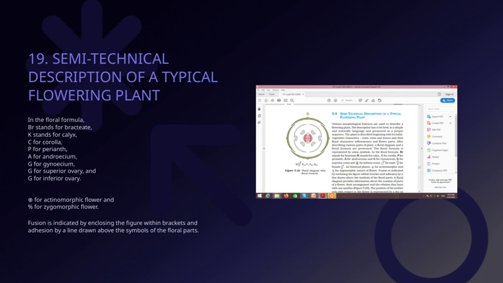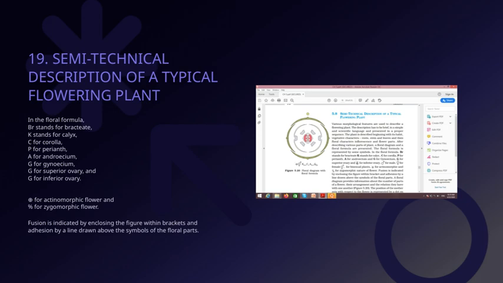For the symbols, the first sign represents an actinomorphic flower, which means it has radial symmetry, like a sunflower or a daisy. The percent sign indicates a zygomorphic flower, meaning it has bilateral symmetry, like a pea flower or an orchid. Recognizing these symbols helps us quickly identify the flower's symmetry type.